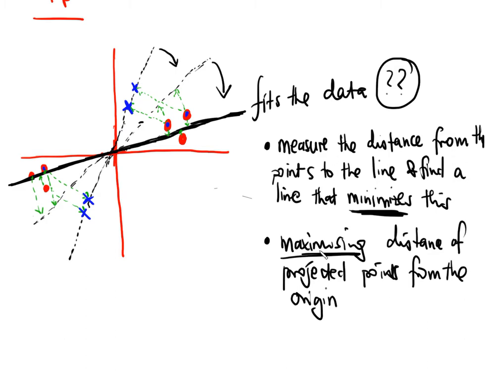So when we're saying maximizing the distance of the projected points from the origin, what we're basically saying is, these distances, that's the distance for that first point, and then this distance for this projection, this distance, and the distance to the other points, to all the points, these distances from the origin, they should be maximized. If we can maximize those, we have found the line that best fits the data.